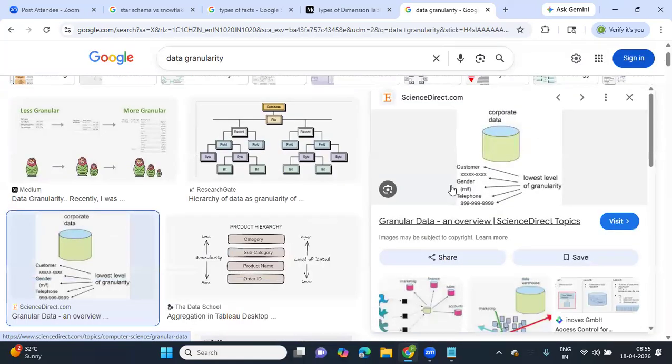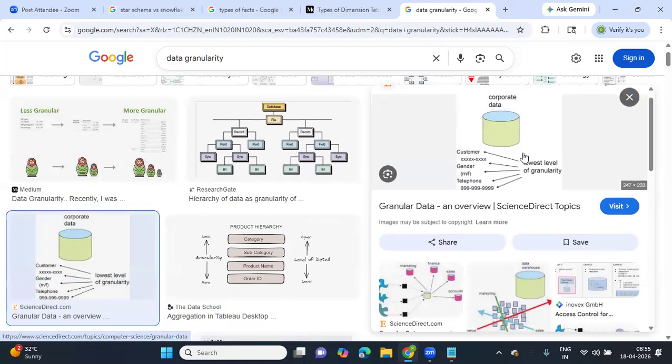Let's see here. This is some corporate data with customer, gender, phone. For each customer, a corporate company is maintaining the customer information, like customer level. This is the least possible level at which they can maintain. Another level they can maintain is, let's say, city wise or zip code wise, how many customers are there. For zip code 1, there are 20 customers. For zip code 2, there are 50 customers. All of them are males or females. So that is another level of granularity, at the zip code level or the area level.